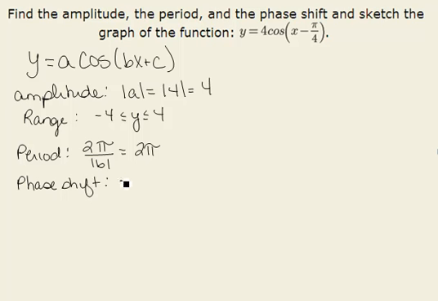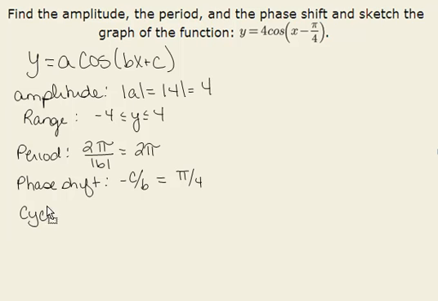And the phase shift is given by the opposite of c over b. In our case, for our phase shift we have c equaling negative pi over 4. The opposite of negative pi over 4 is a positive pi over 4. Divided by 1 gives us our phase shift of pi over 4, meaning that our graph got moved to the right pi over 4 units.